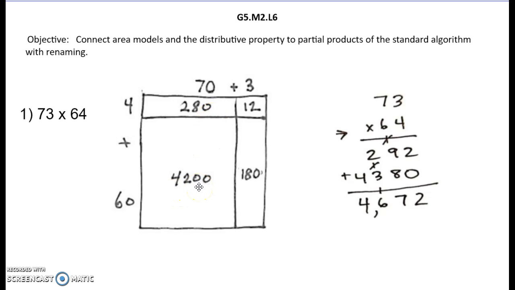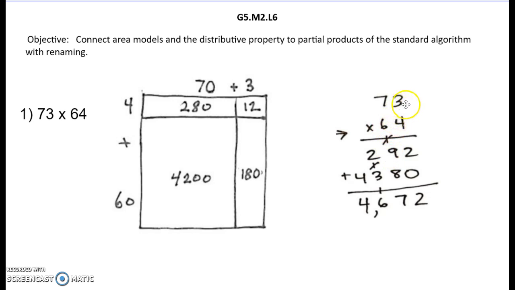And now let's go ahead and make that connection to the standard algorithm. So again, we have 4 times 3 ones equals 12 ones. So we're going to go ahead, put down our 2, and regroup our 10. Then we have 4 times 7 tens, that equals 28 tens, plus the one we've regrouped gives us 29 tens, or 290.